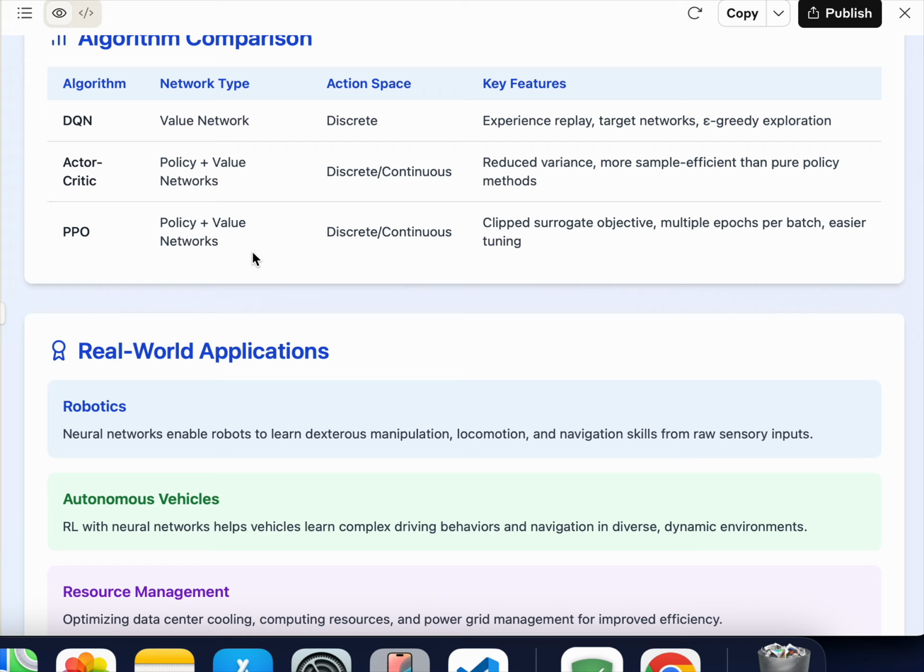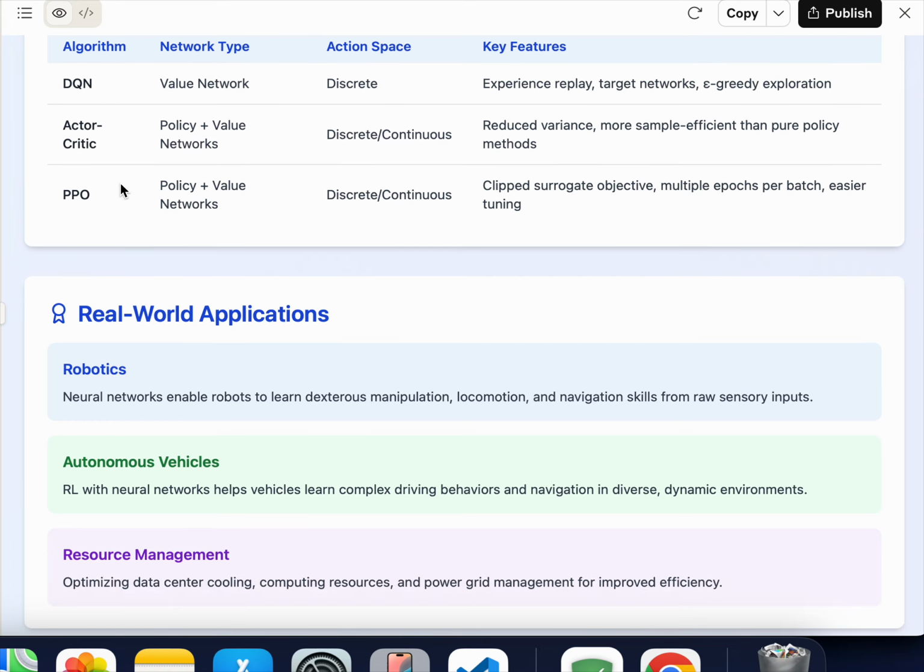Then we have got actor critic. This combines value and policy learning. It can handle both discrete and continuous actions, and the benefit here is reduced variance in learning. Basically, it makes training smoother compared to just using policy gradients alone.